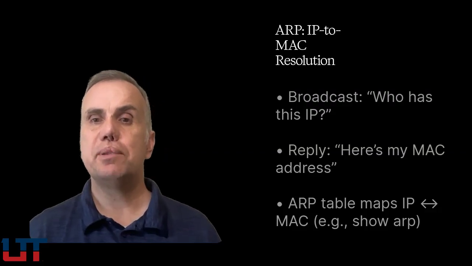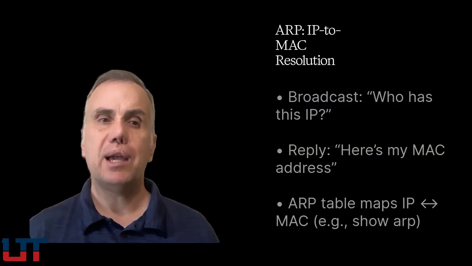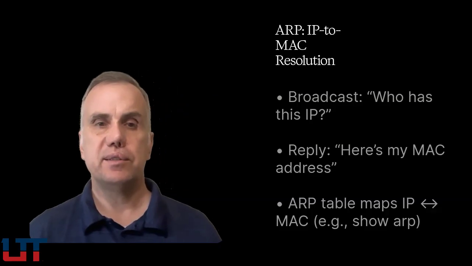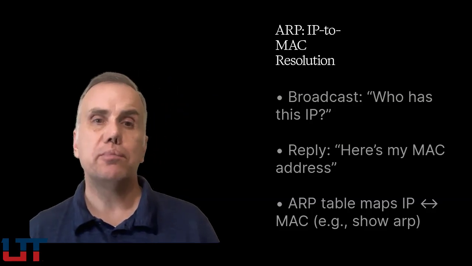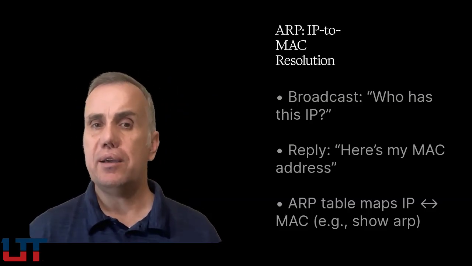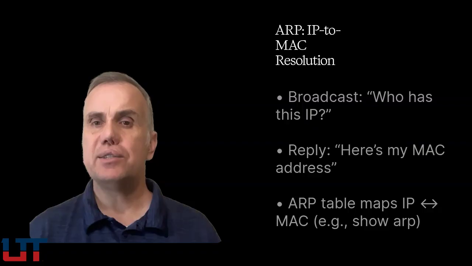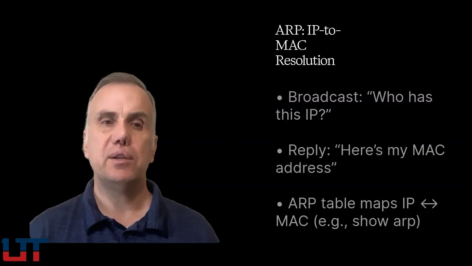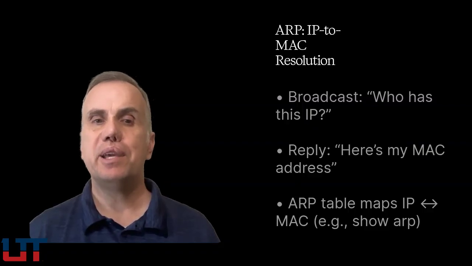Routers and switches build ARP tables mapping IP addresses to MAC addresses. The command show ARP on a router CLI lists every device the router has recently communicated with, along with their IP and MAC addresses. That list is a useful inventory of active devices on the network.